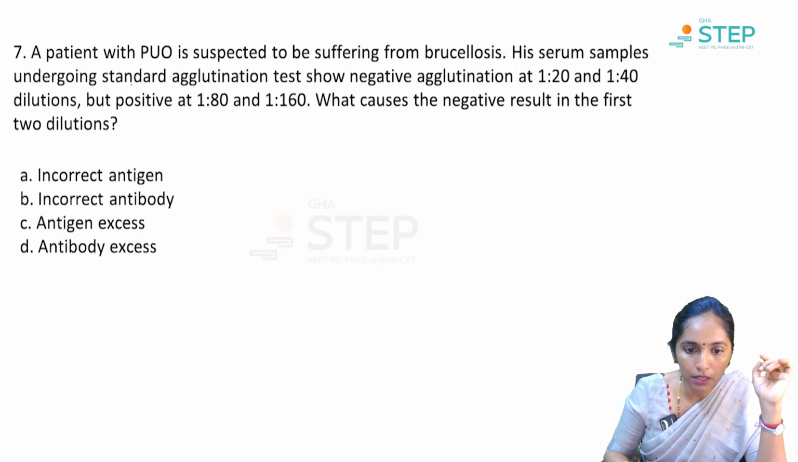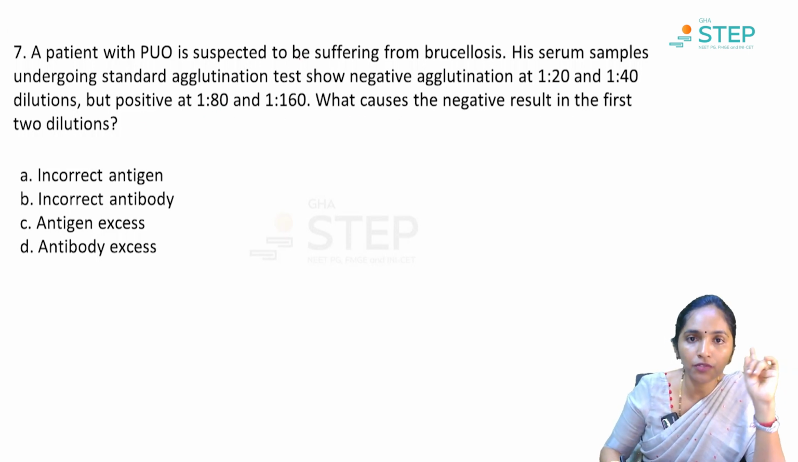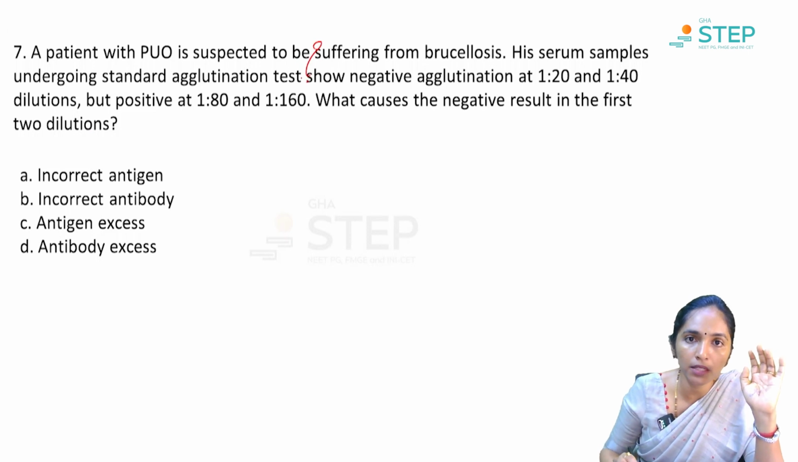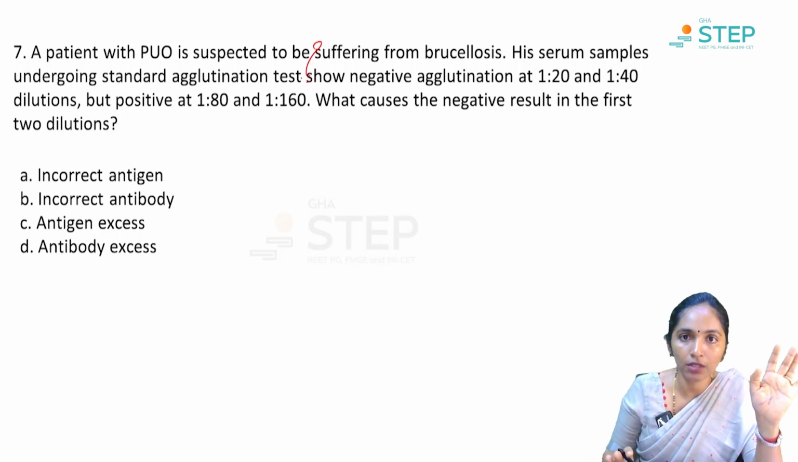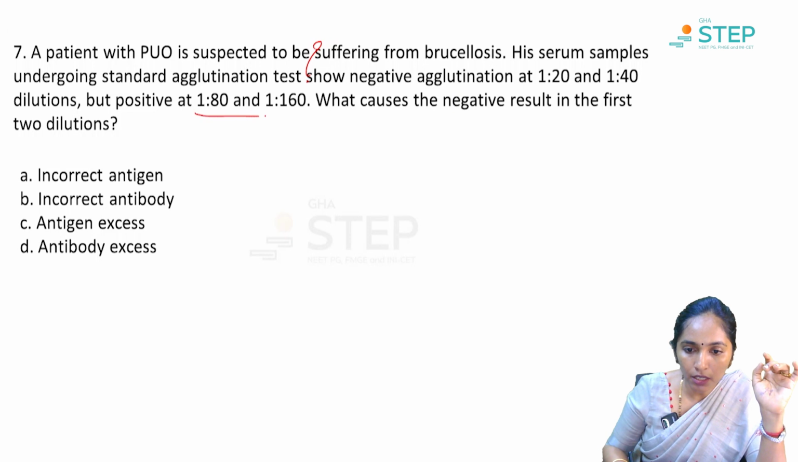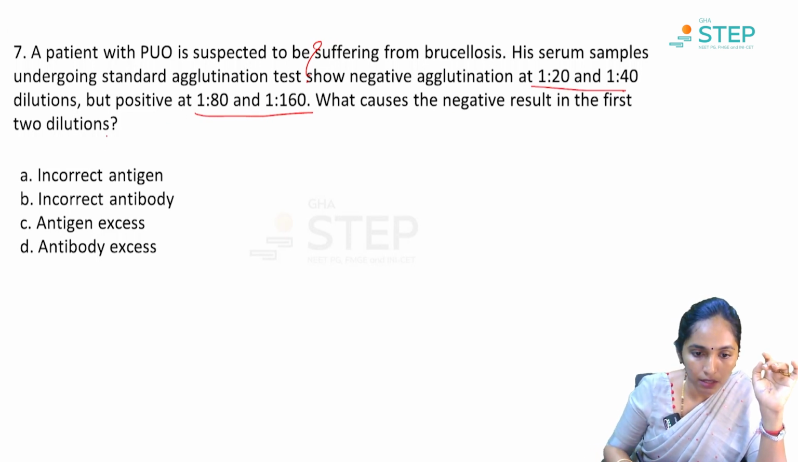His serum samples undergoing standard agglutination test shows negative agglutination at 1:20 and 40 dilution, but positive at a higher dilution of 80 and 160. What causes the negative result in the first two dilutions? The first thing is, don't bother about the first two lines, because the question is not related to that. The question is related only to the dilutions given here. So what is present here and what are the options?